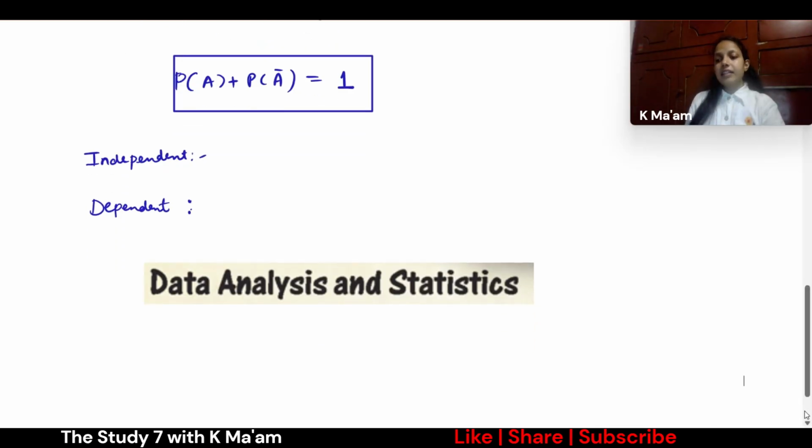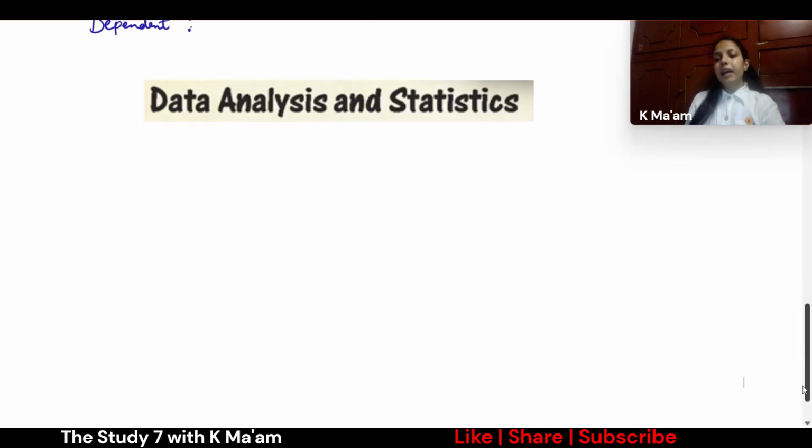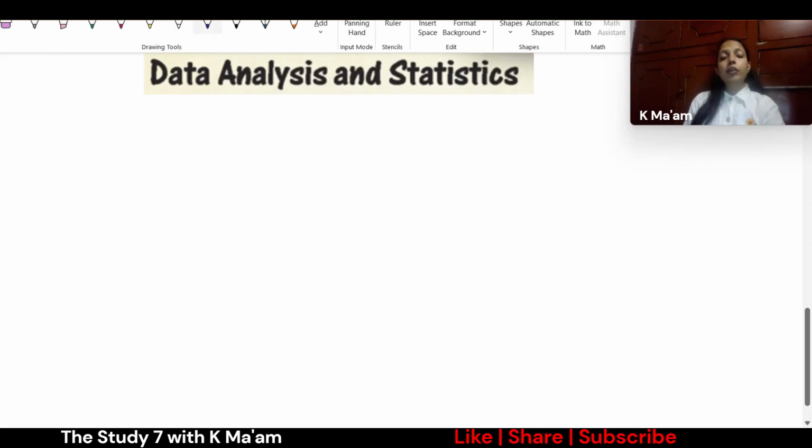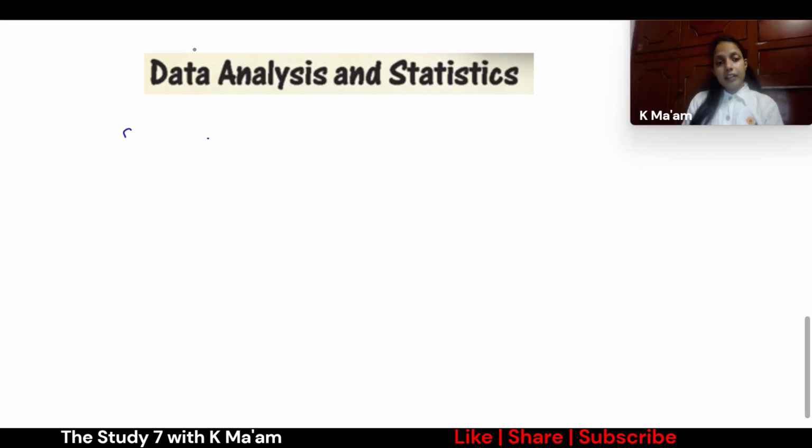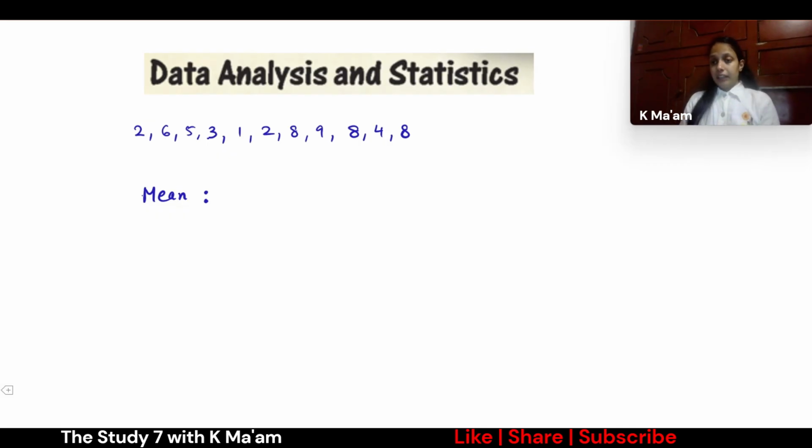Data analysis and statistics. When we are provided with a lot of terms, that's known as data. We have to analyze it. So first, let's see the data given. This is the example. We have to calculate the mean. Mean is the sum of the terms divided by the total number of terms.